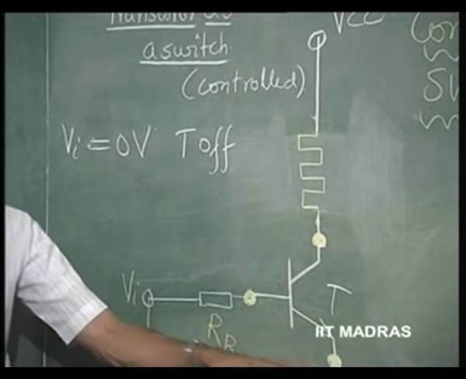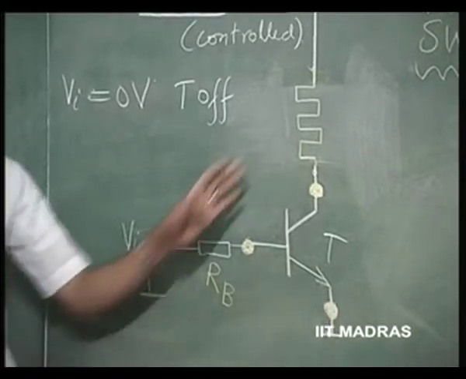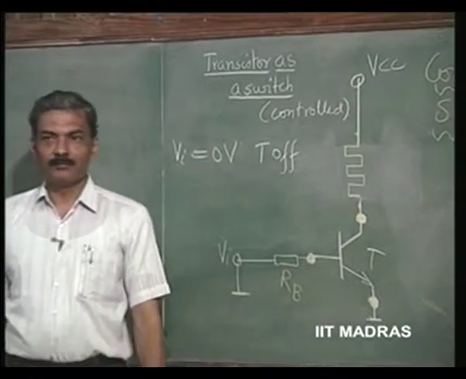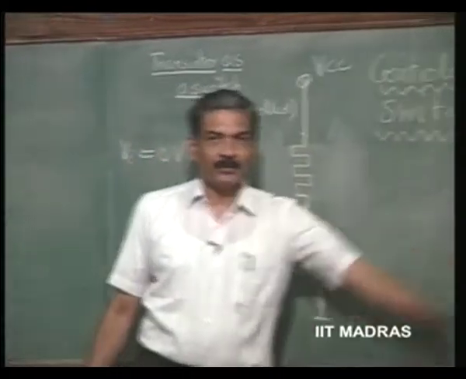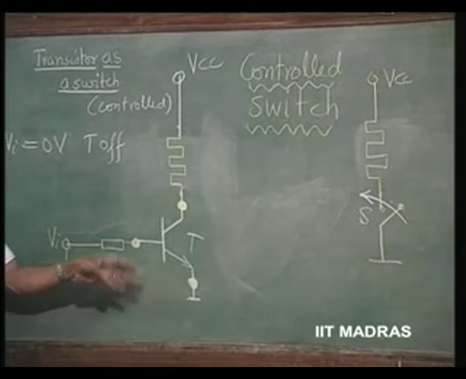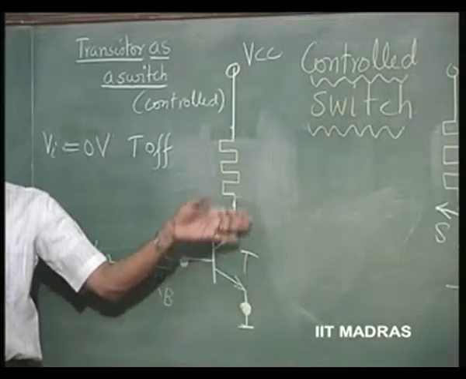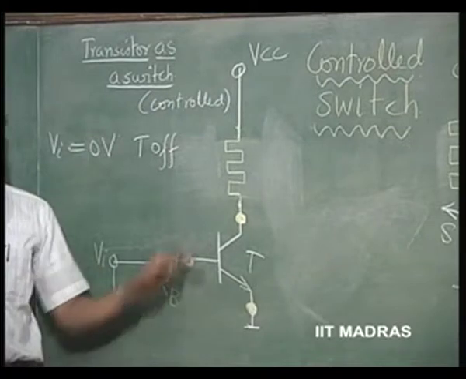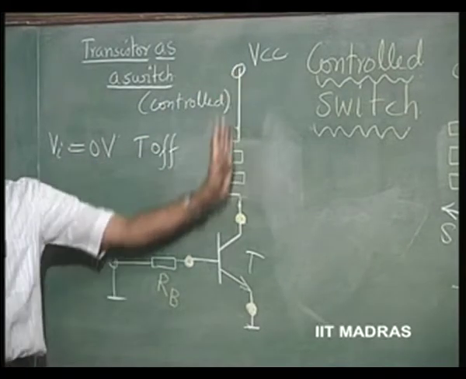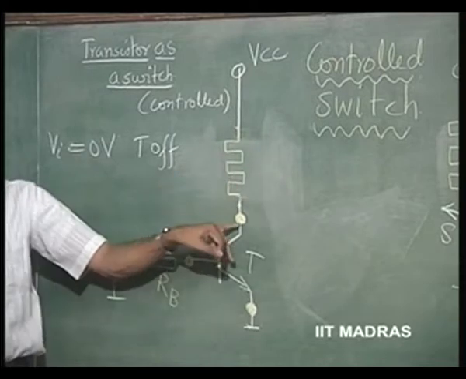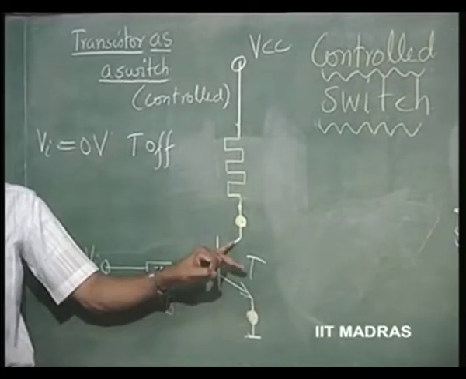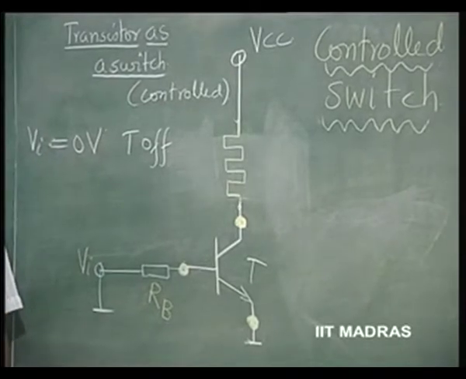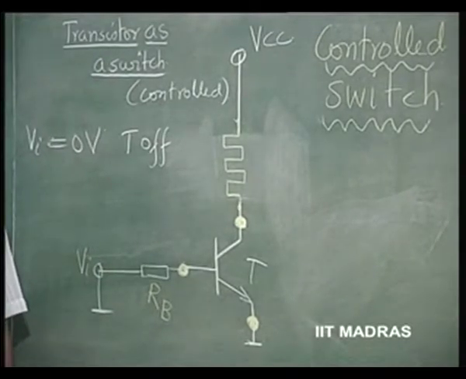So, IE is 0 when Vi is 0, and therefore, there is no IC. Okay. So, this is off. The switch S is open. The only current that will now flow in this whole circuit will be IC naught, strictly speaking, because the collector-base junction is reverse biased to an extent equal to VCC, because there is no IC. This voltage is very nearly equal to VCC, and therefore, only the reverse bias saturation current flows, that is IC naught, which is very small.